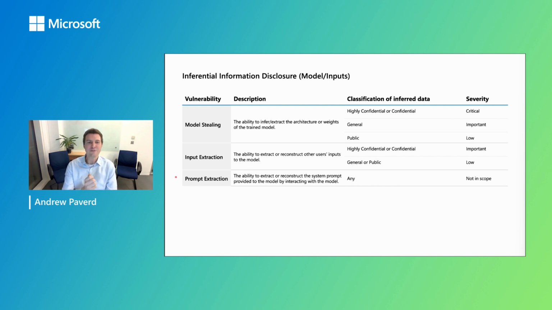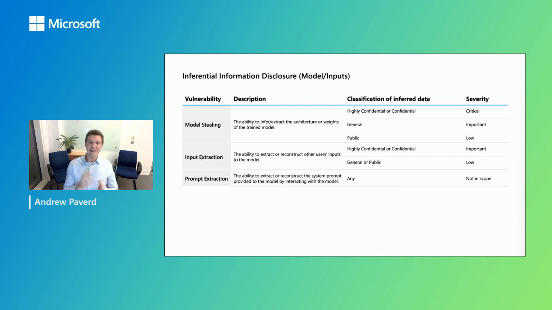But this is a vulnerability category that we previously had when we first published the AI bug bar called prompt extraction. So this is the ability to reconstruct or extract the system prompt that was provided to the model. Recall from my example earlier on that the system prompt is something that's provided by the model designer, and it's usually the first thing that gets input to the model.